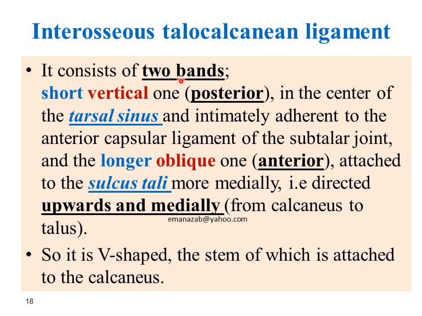It consists of two bands, a short vertical one, which is the posterior one, in the center of the tarsal sinus and intimately adherent to the anterior capsular ligament of the subtalar joint. The other band is a longer oblique one, which is the anterior band, attached to the sulcus tali more medially. That's to say, it is directed upward and medially from calcaneus to talus. So it is V-shaped, the stem of which is attached to the calcaneus.